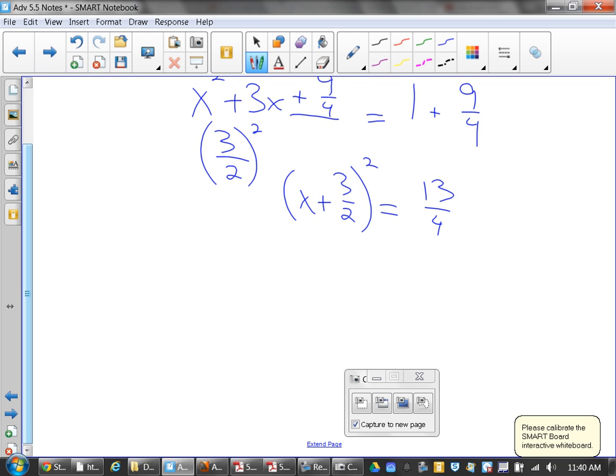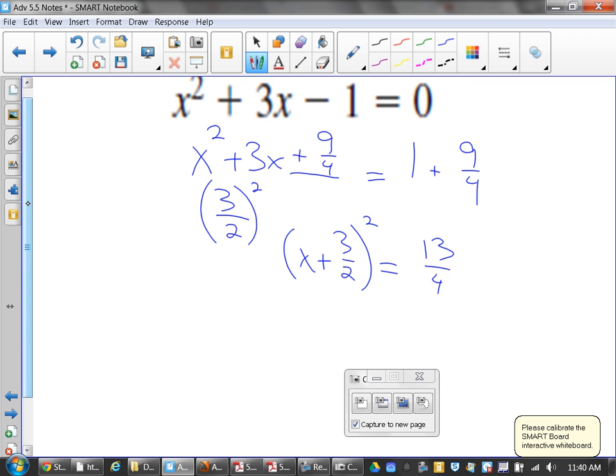What happens to the 9/4, like the C value on the left side? How do you skip to x plus 3/2 squared? What's happening here is, what times what is 9/4, but you add together to get 3/2. 1.5 times 1.5 is 9/4. 1.5 plus 1.5 is 3. That's what it is. Okay?